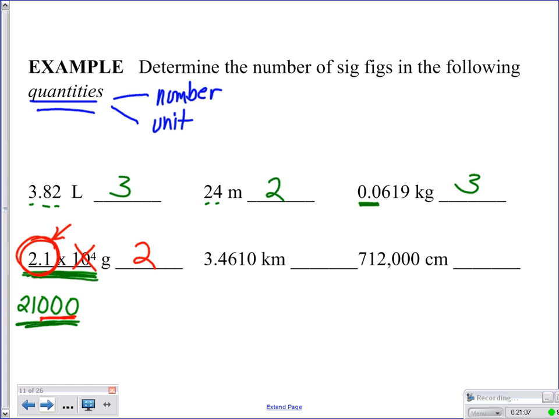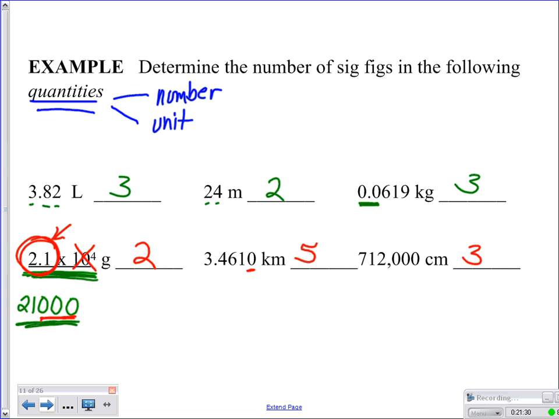All right, next one. Again, we have a zero that's there, but it's a trailing zero. So because of that, that means it's a measured value. So in this case, we have 5 significant figures. And last one, you're testing yourself hopefully, and you come up with the answer that there are 3 significant figures because there's no decimal point with those trailing zeros.